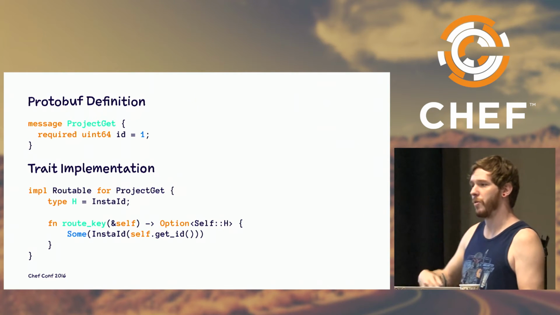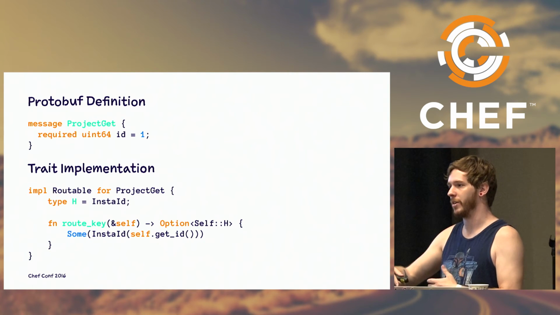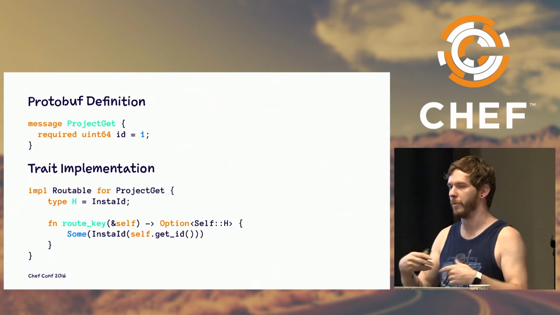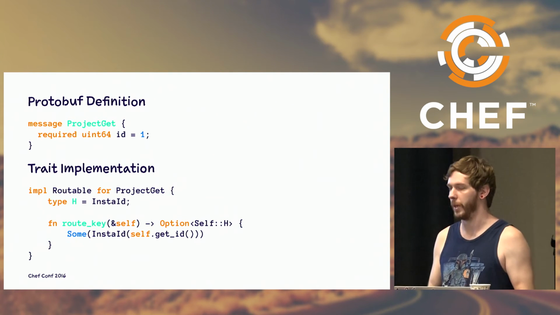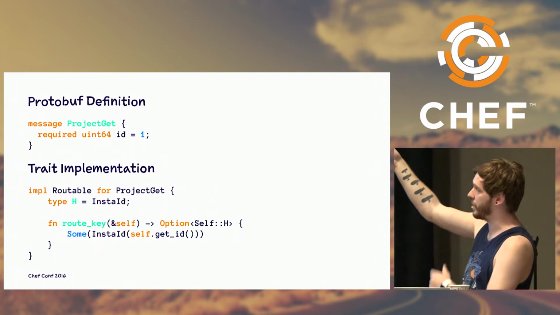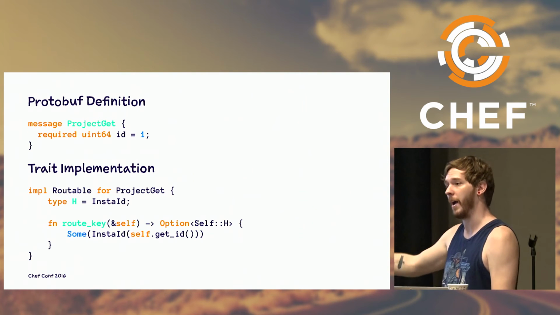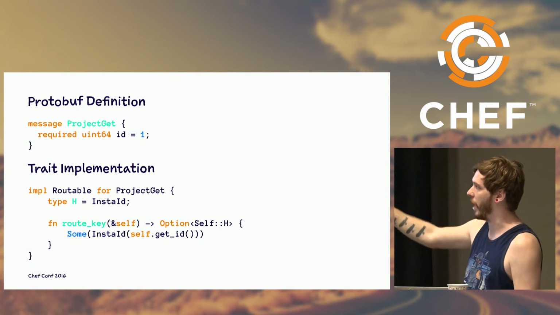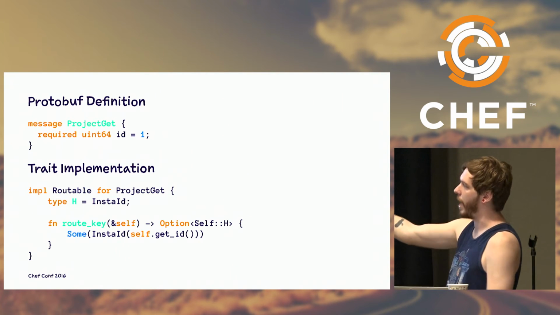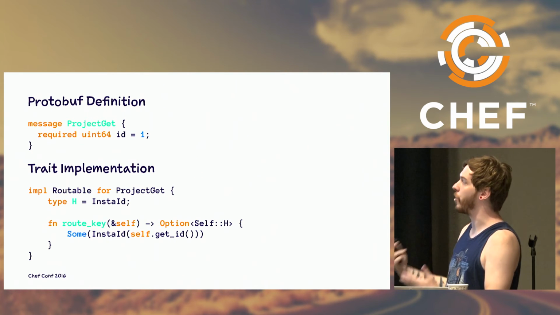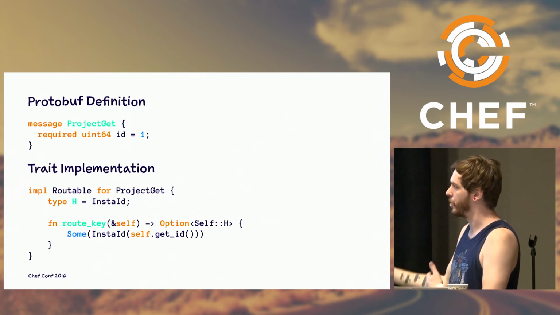What this allows us to do then is mod that hash against the amount of shards that we have, and then deterministically route your message to the appropriate place. This is the implementation of the trait that I just showed. The top is the project get message, which would get compiled into Rust code, and then this is me implementing the routable trait for project get. And you'll see that what I'm returning in this function that I've defined is an InstaID that I'm creating from the ID of the message.